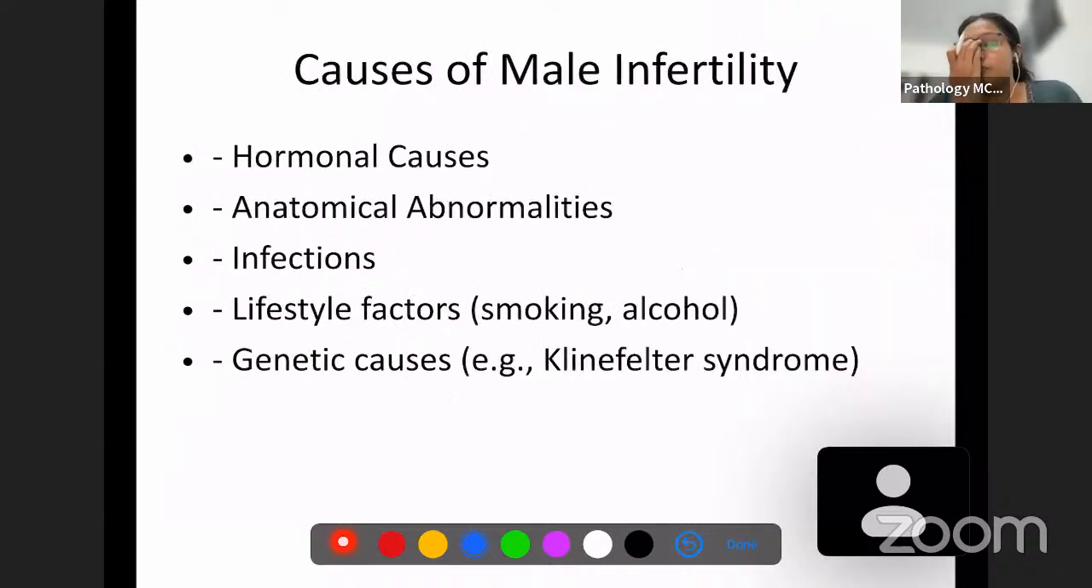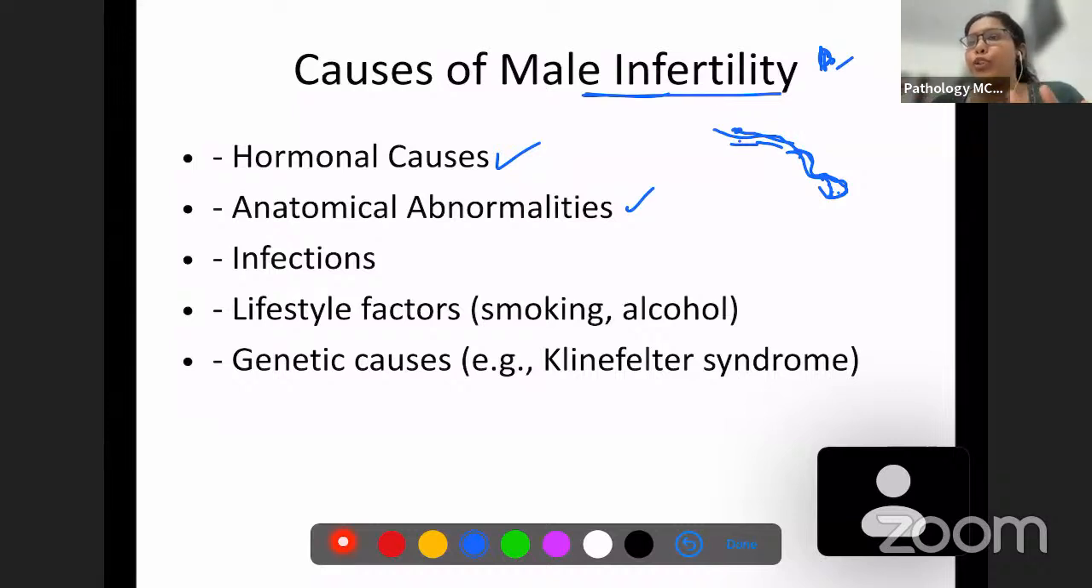Now we'll go ahead and discuss a few other short answer questions. What are the causes of male infertility? We have hormonal causes and anatomic abnormalities. We know there is a spermatic cord attached to the testis, and then we have the vas deferens. Sperm is produced, and then there is the epididymis. The sperm travels through these and is stored. So what could cause infertility?